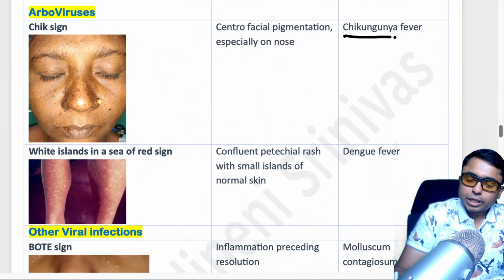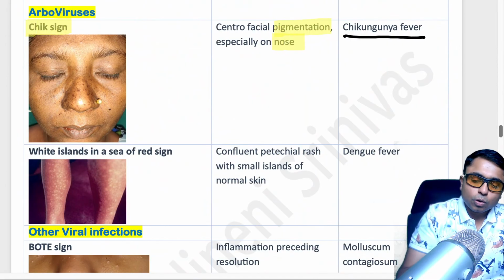So next is the chikungunya fever. There is a melasma-like pigmentation which can be seen on the nose. This is what is called as a chik sign.